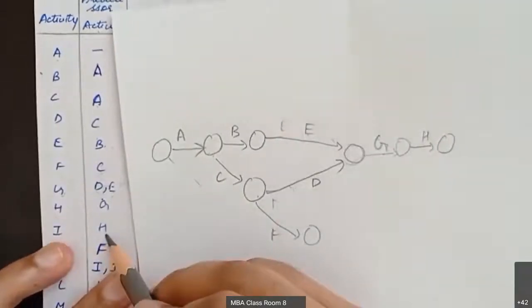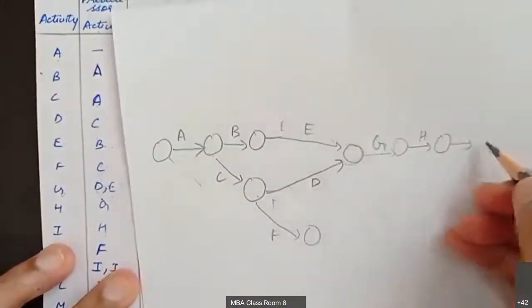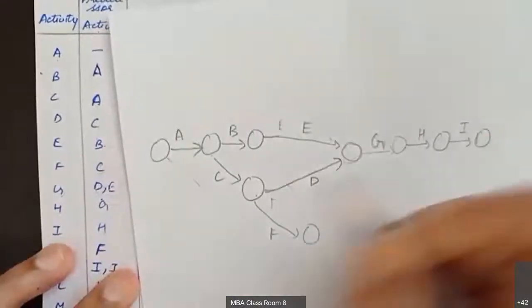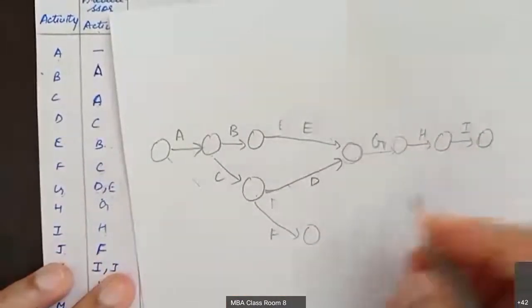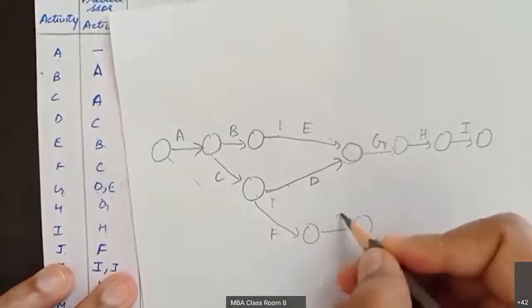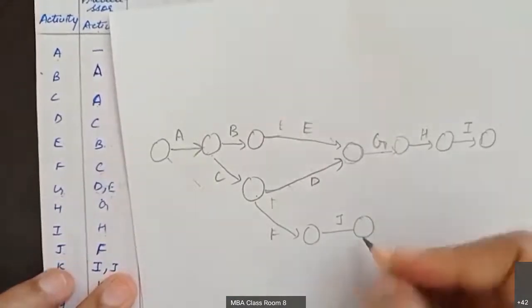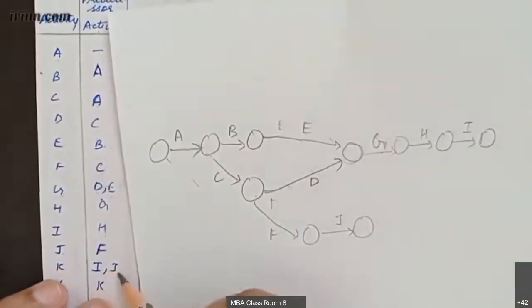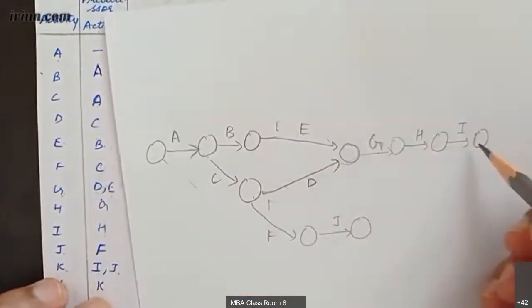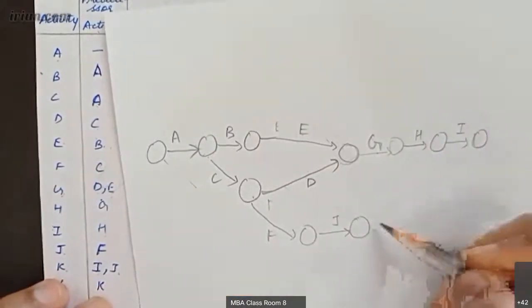Okay, next one. From H, we have I. From F, we have J. Okay, next one. From I and J together, we have K.